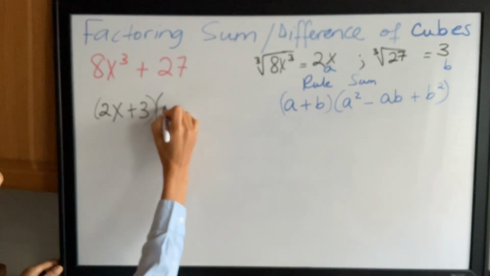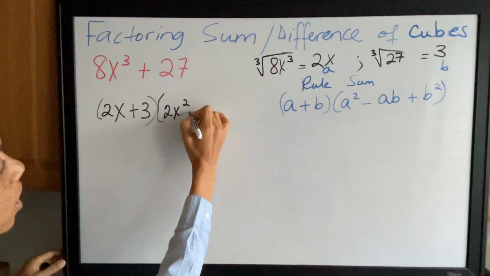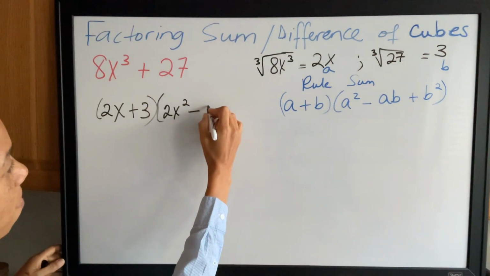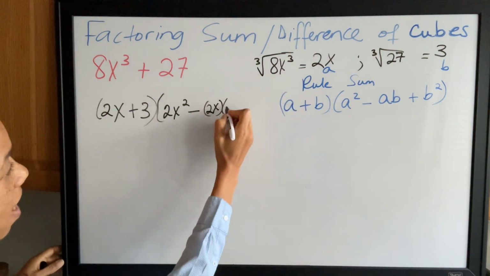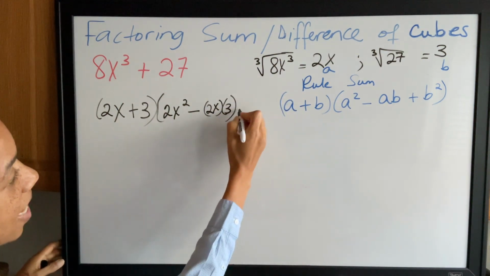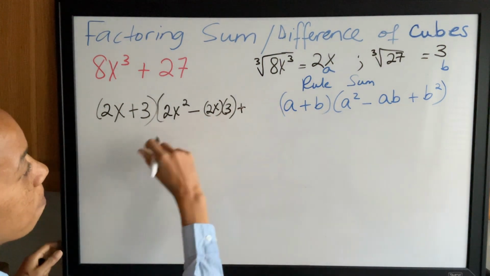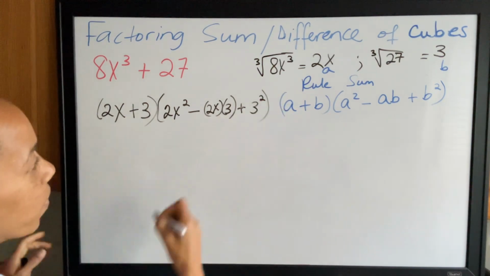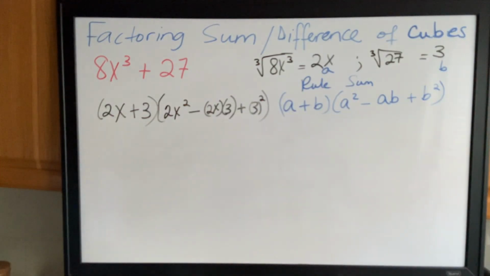Now my A is 2x. I'm going to raise 2x to the second power. I'm going to change my sign to minus. And then I'm going to multiply my 2x with my B, which is 3. And the last thing, I'm going to have a plus sign there. And I'm also going to raise my B to the second power. All right? So this is me substituting my values for my variables.